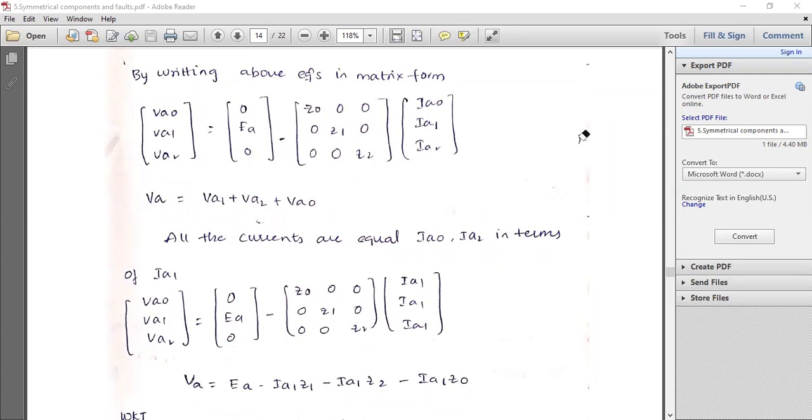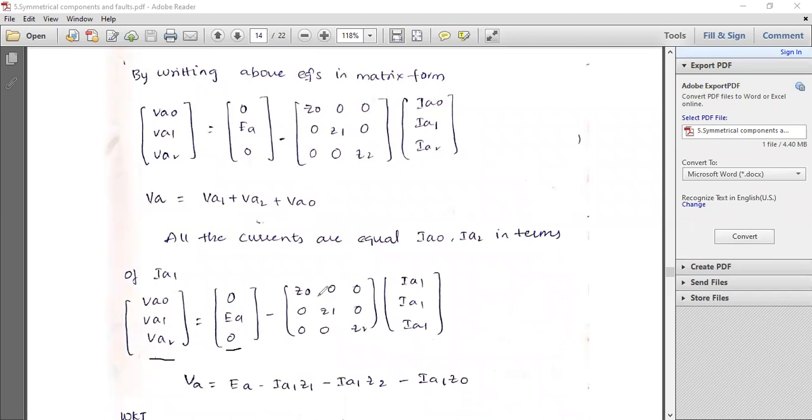But here, why are we considering only VA? Because of the fault condition. Initially we have written some fault conditions, and from those we are considering that VA is equal to 0. That's why I have taken VA only. So VA is equal to VA1 plus VA2 plus VA0. Just see here: VA0, VA1, VA2, there is no difference.